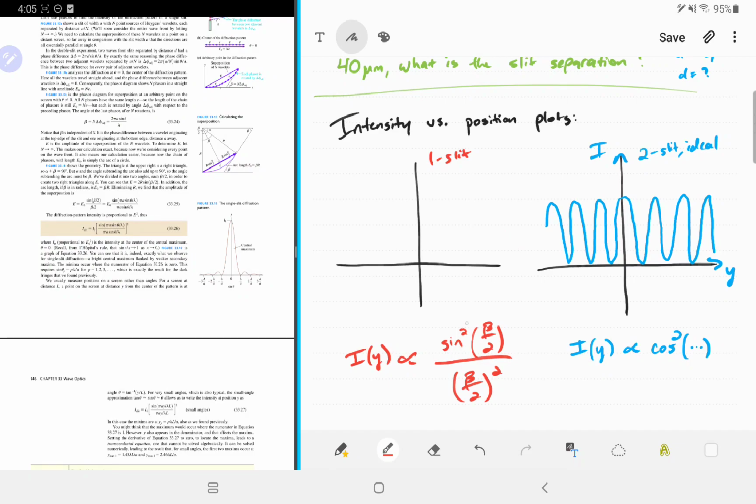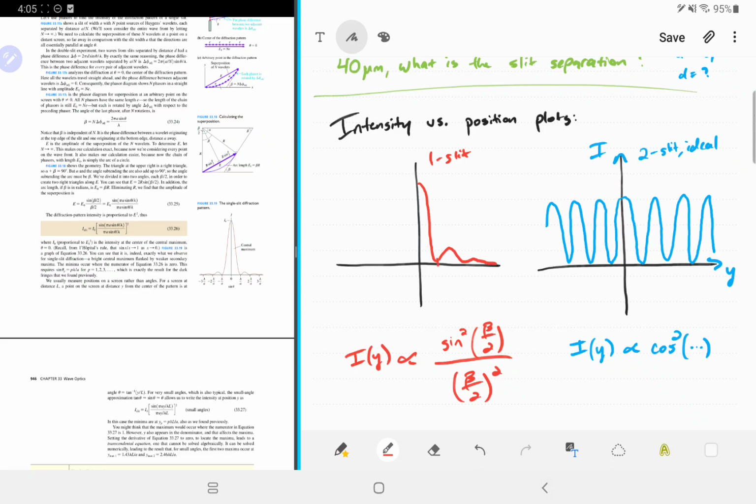And then you might remember from calculus, in the limit that x goes to 0, sine x is x. So this thing will have some maximum right at 0. This function looks something like this, and the intensity really drops off.